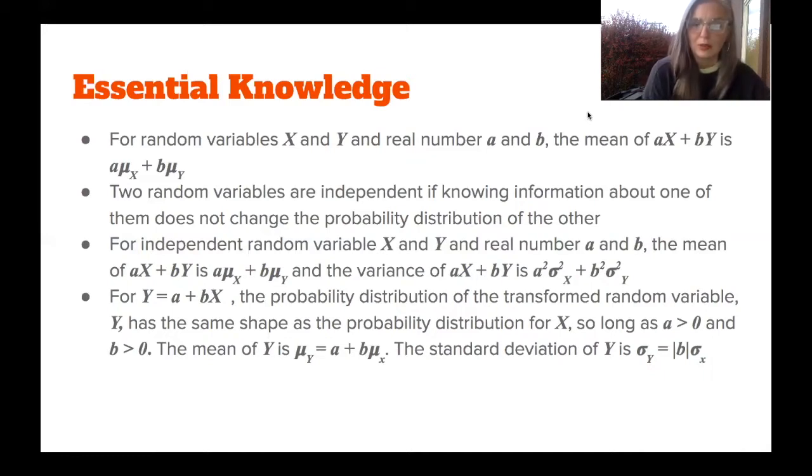Two random variables are independent if knowing information about one of them does not change the probability distribution of the other. So we've talked about this in previous videos. If we say the probability of A given B is still the probability of A, then those two events are independent of each other. Okay.